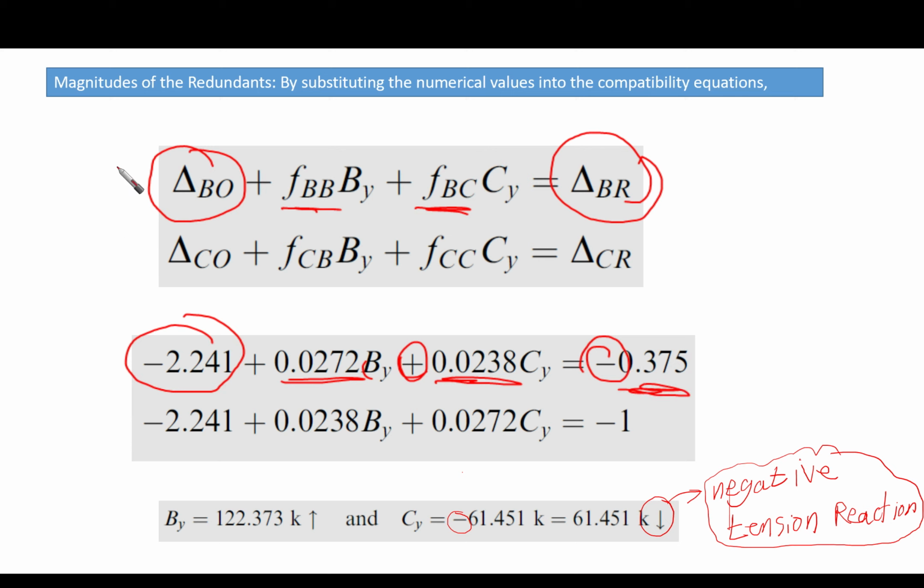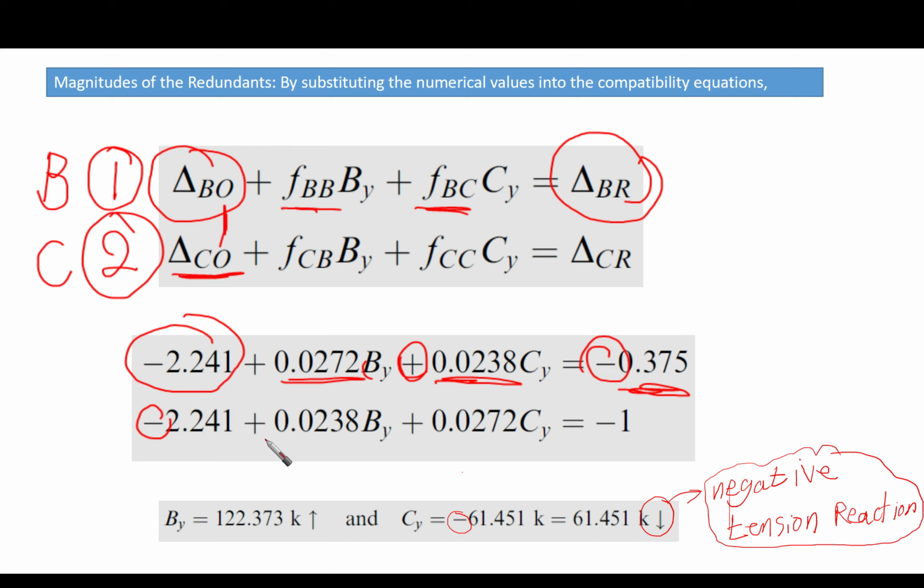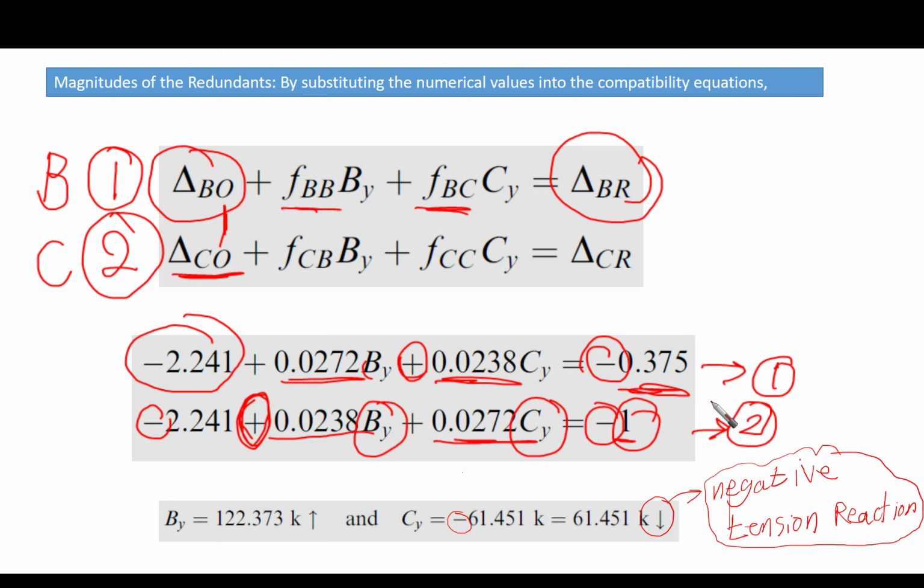Similarly, for the second equation: this is the first equation, which is applied at point B, and this is the second equation, which is applied at point C. So here it is minus 2.24 delta C node, because they are the same, plus, again by sign convention, 0.0238 times our unknown BY, plus 0.0272 times our unknown redundant. And here it is minus 1 inch, because it is going down. Now there are two unknowns in two equations. We have equation 1 and equation 2, and we can solve for our BY and CY.